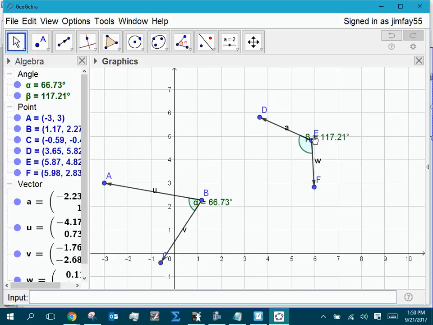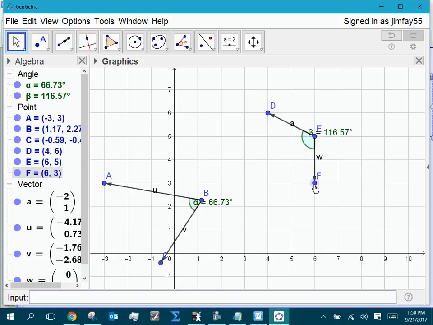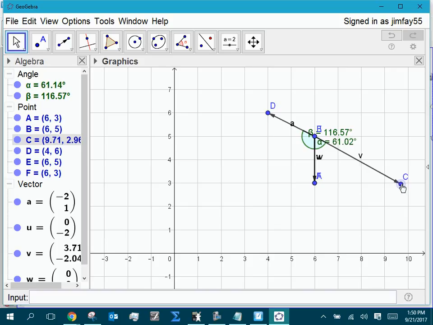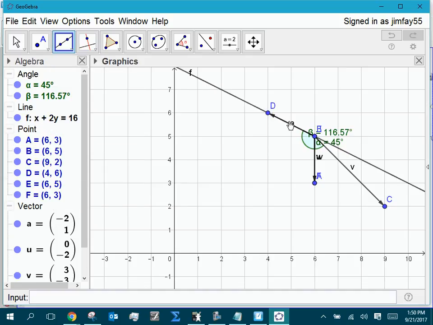So let's say that I start with something like that. Okay, that angle is 116.57, and I try to fit another angle next to it or on top of it that helps me create a straight line. So the straight line that I'd be looking for would be that line there.